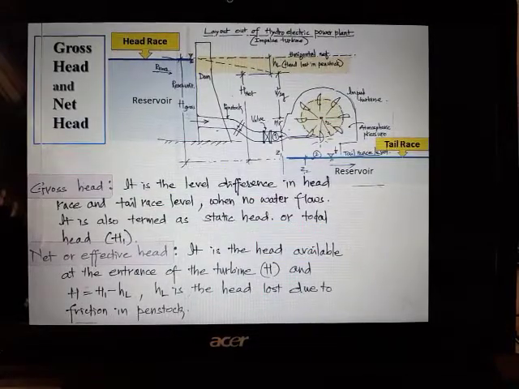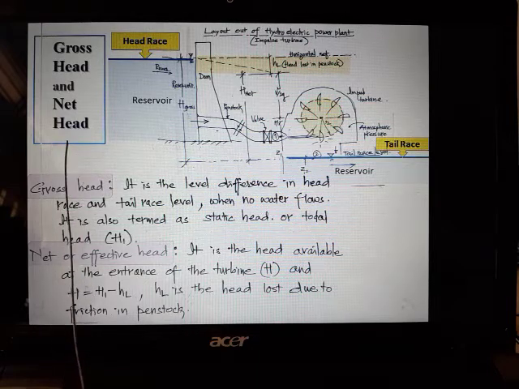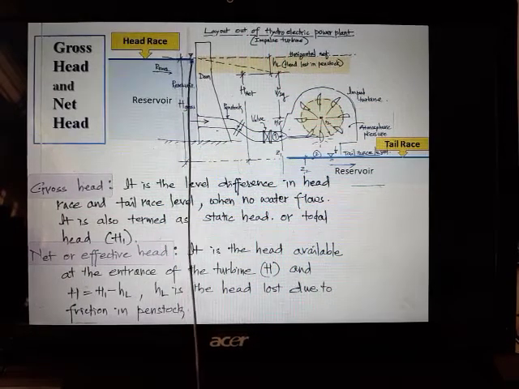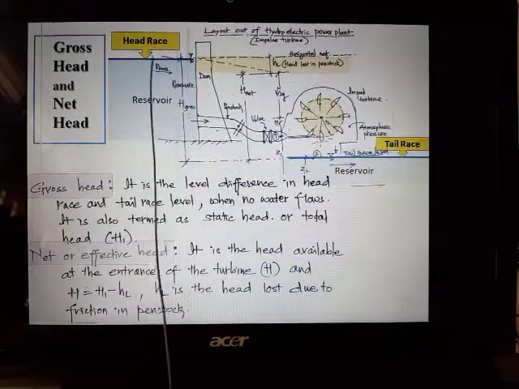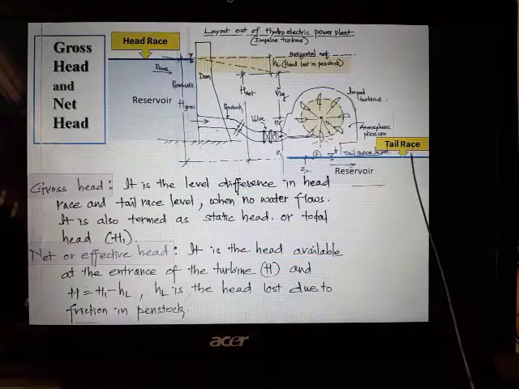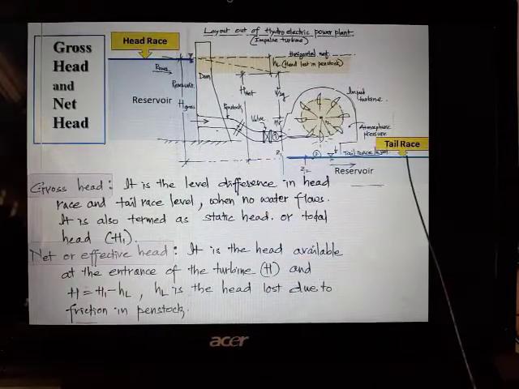So here we are going to study what is known as gross head and net head. Now what you can see here is the head race, that is the top surface of the reservoir. The top surface of the water after working on the turbine is known as tail race.